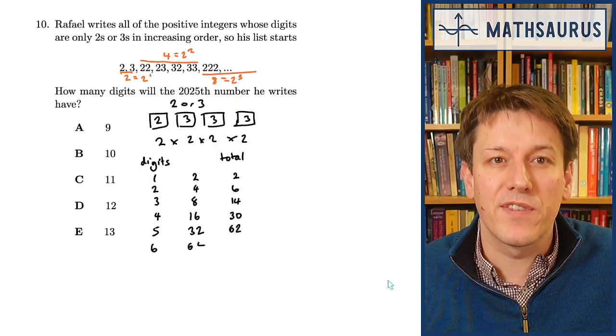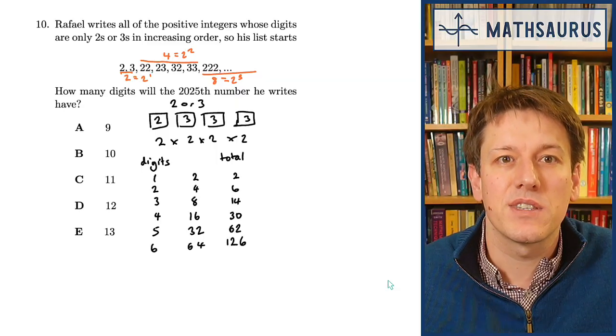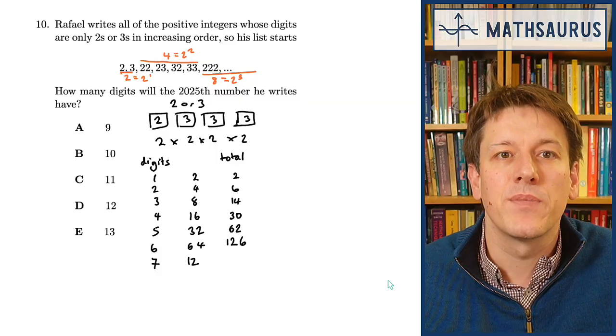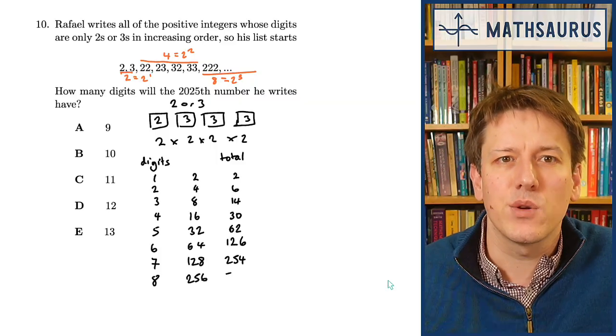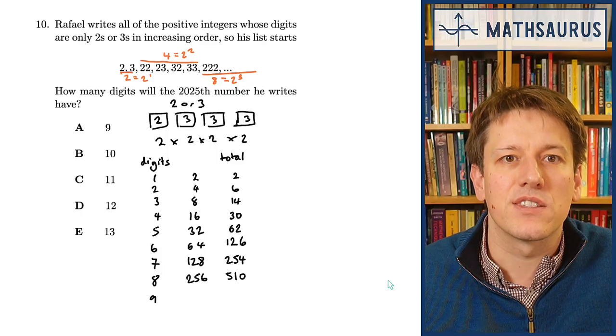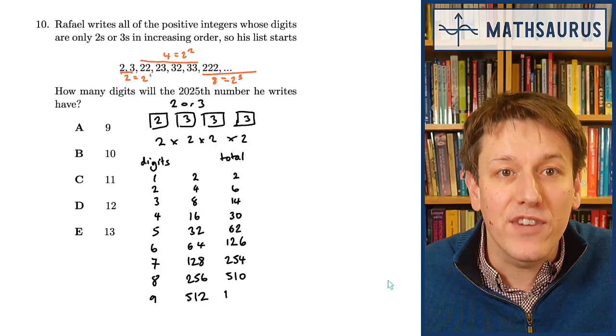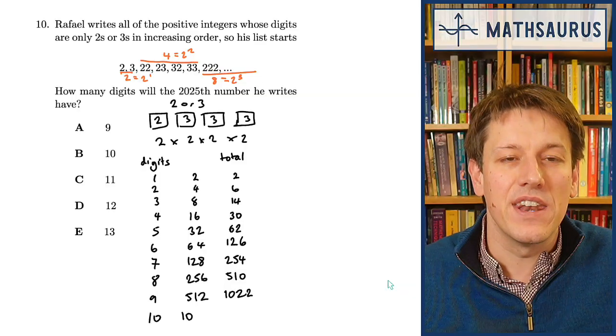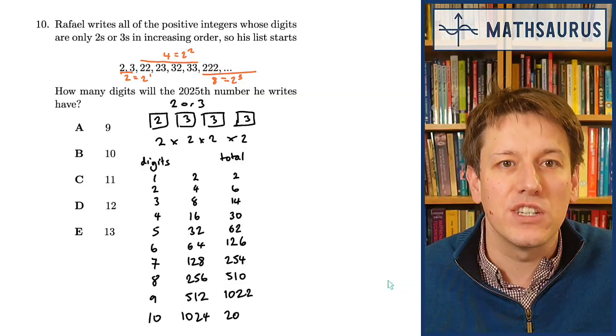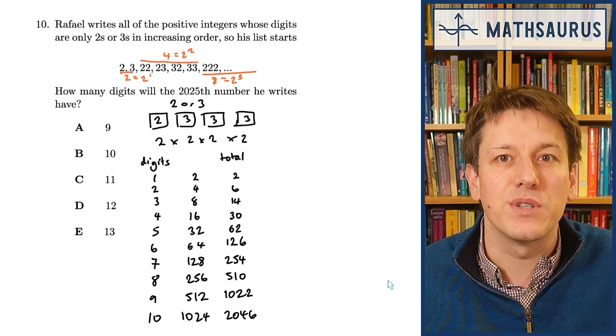So we need to keep going a bit further, and there will be 64 6-digit numbers. That will take us to the 126th number. There are 128 7-digit numbers that take us to the 254th number. There are 256 8-digit numbers to take us to the 510th number. 512 9-digit numbers to take us to the 1022nd number, and then there will be 1024 10-digit numbers to take us to the 2046th number.